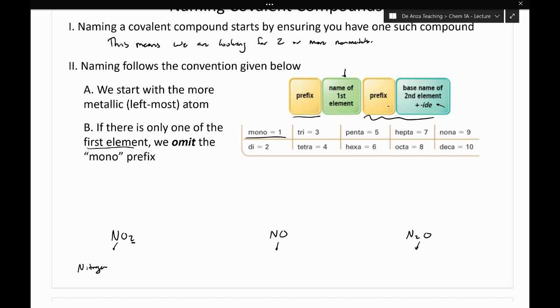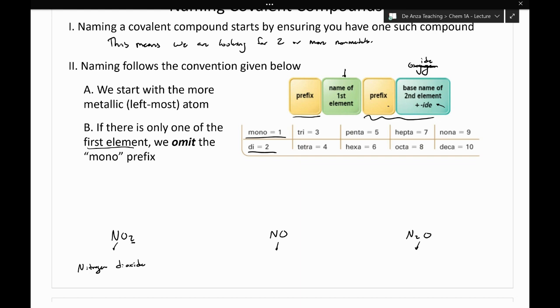And so here we see we have two. So we look up two right here, we have di. So we put di, and then we put oxide, because the base name for oxygen is oxygen. And then we saw that we cross out YGEN, and we put IDE. So the same as when we did our ionic compounds. So we'd call this first species nitrogen, no prefix because we only have one, dioxide because we have two oxygens.